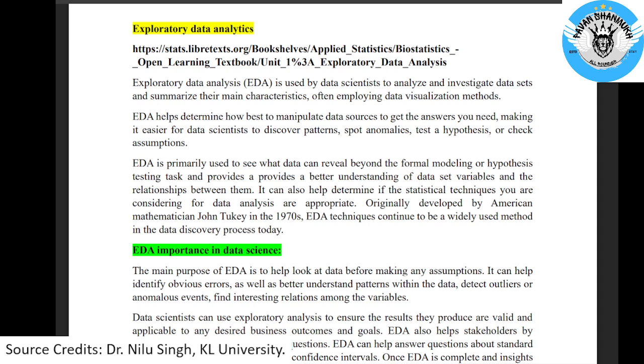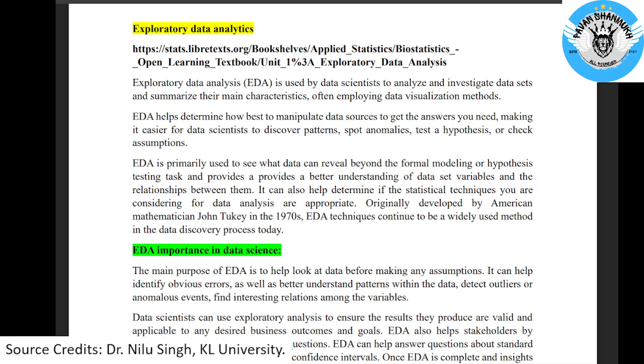So, exploratory data analysis helps to determine the best way to get the answers, so that we can manipulate the data in order to get the best answers we have, making it easier for the data scientists to discover patterns, meaning the way the data is changing. Every data has some patterns in it, so those are identified only by the expertise of the data scientists.